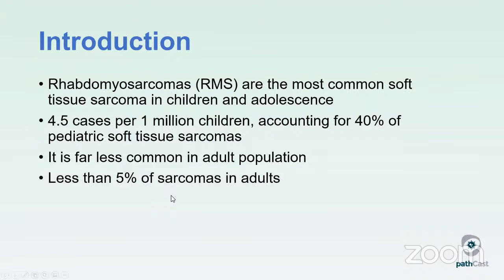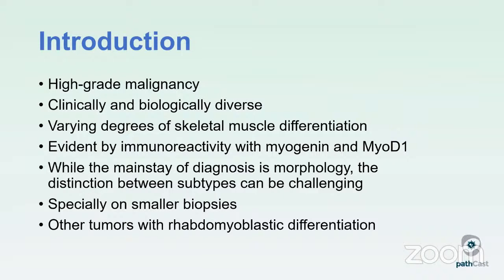Rhabdomyosarcomas are a heterogeneous group of tumors. They're the most common soft tissue sarcomas in children and adolescents, accounting for 40% of pediatric soft tissue sarcomas. They are far less common in the adult population, less than 5% of sarcomas in adults. They're high-grade malignancies, clinically and biologically diverse. All of them show varying degrees of skeletal muscle differentiation, but it could be very, very focal. This skeletal muscle differentiation is usually evident by immunoreactivity for myogenin and MyoD1, two immunostains usually used for rhabdomyosarcoma diagnosis.